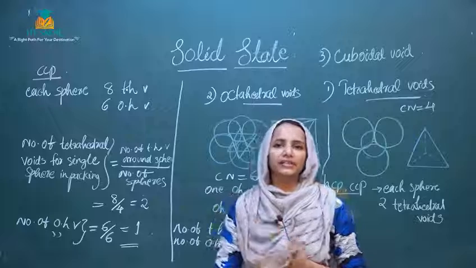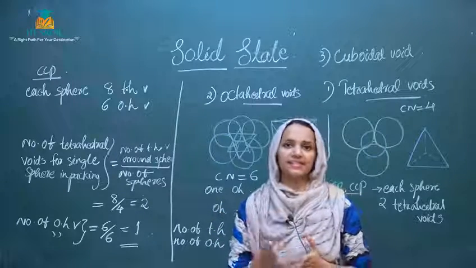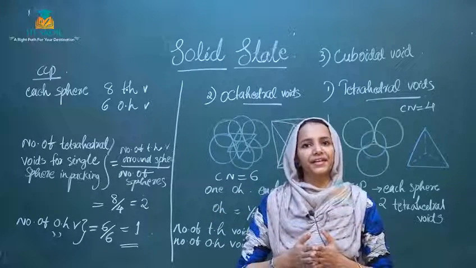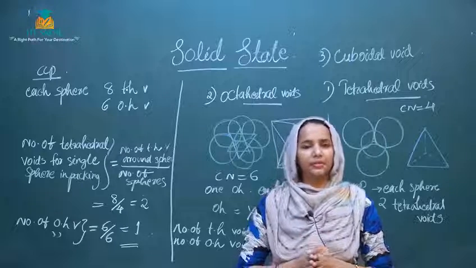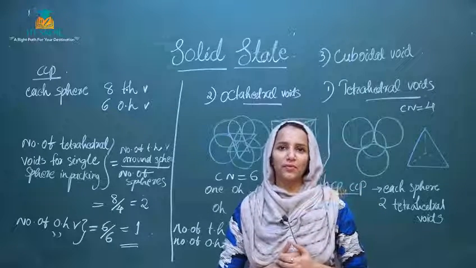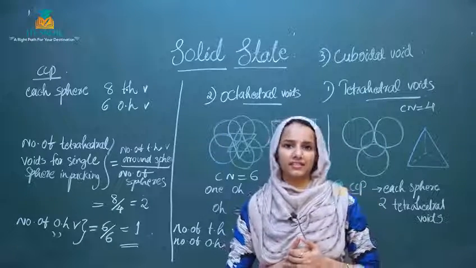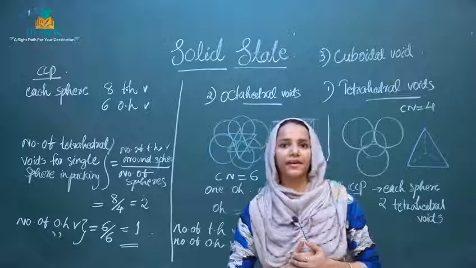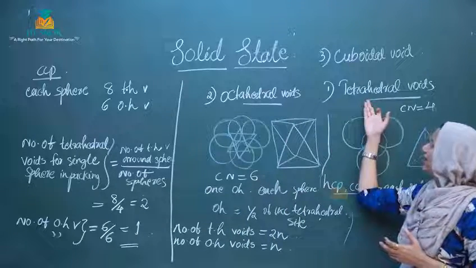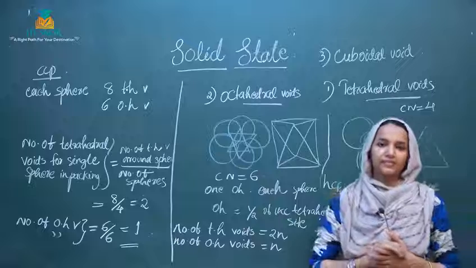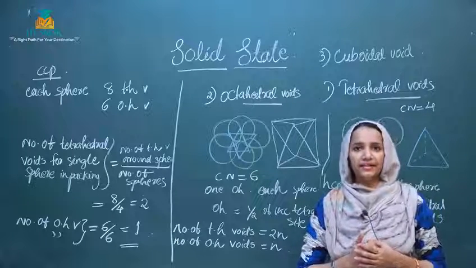Voids we can otherwise call interstitial sites or interstitial voids. So, what are the different types of voids present in crystals? Let us discuss. The first type is the tetrahedral void.